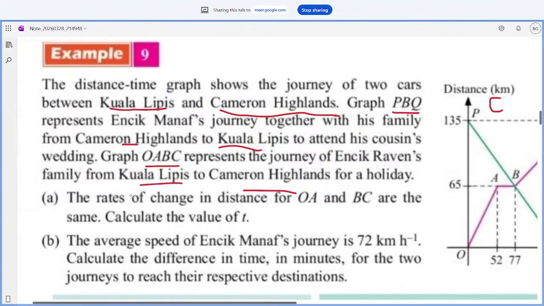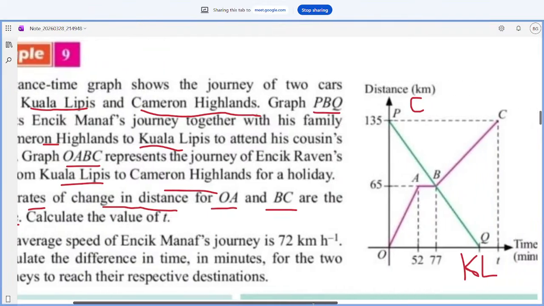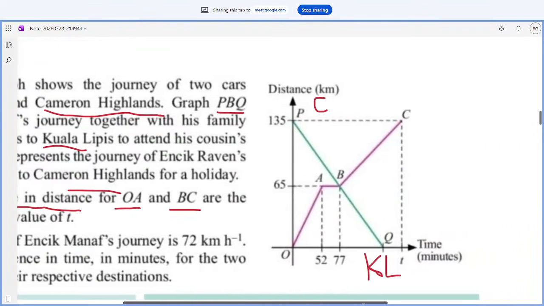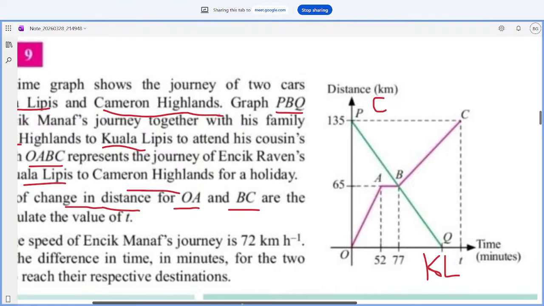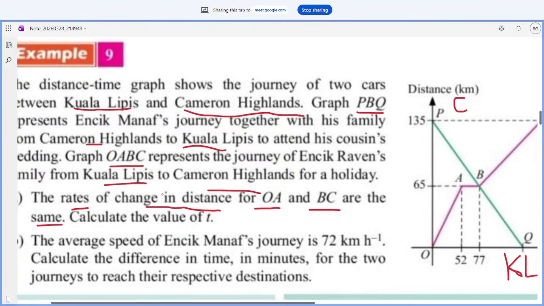So now the question is, they say the rate of change of distance for OA and BC is the same. Okay guys, you need to understand what is the meaning of rate of change of distance. What does it actually represent? This is the keyword: rate of change of distance. So what do you need to count?